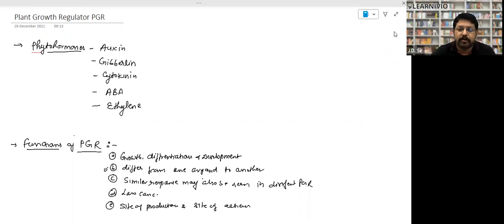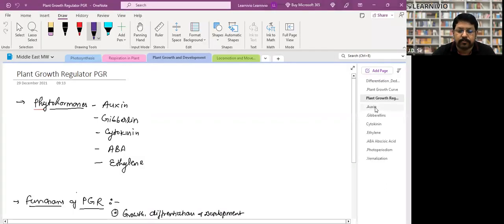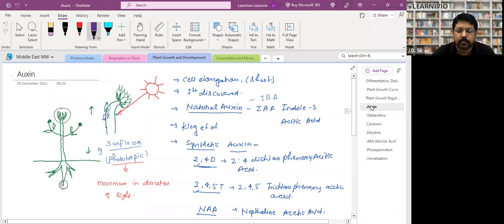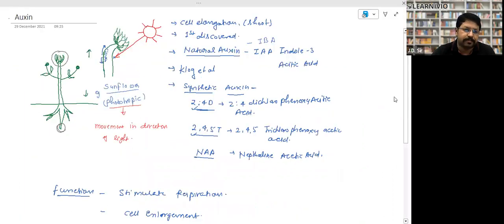Now let's take the functions one by one. Auxin. Look, the main function of auxin is that you must have seen the sunflower. Sunflower, what is the property of sunflower? Tell me, anyone of you. What is the speciality with the sunflower? It faces towards the sun.